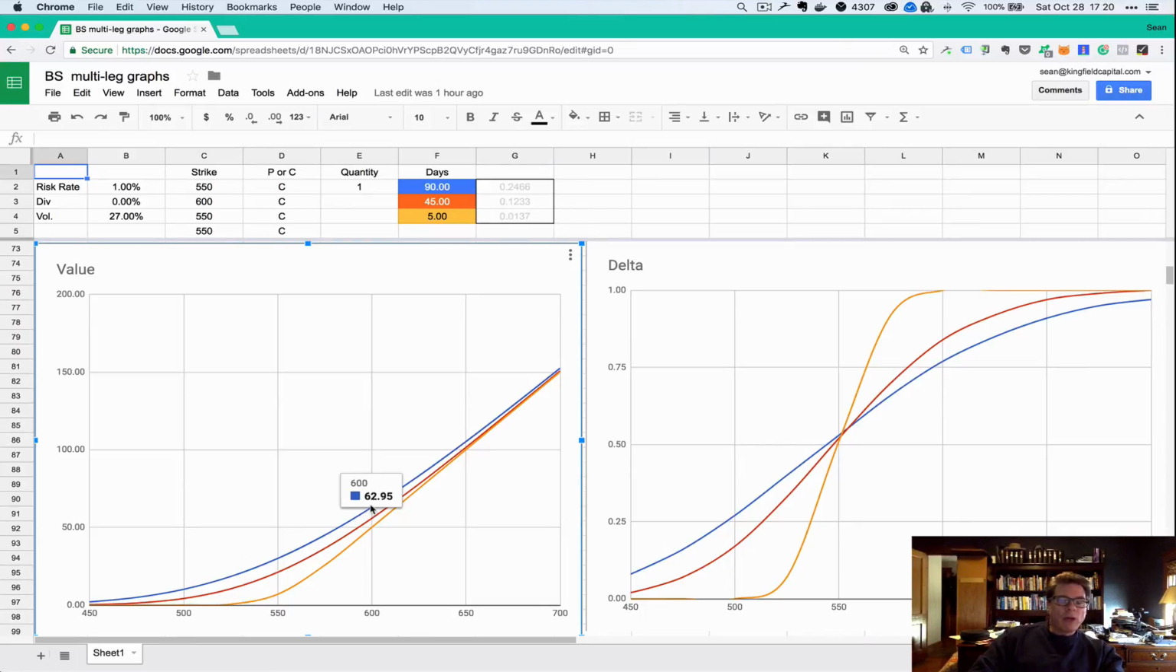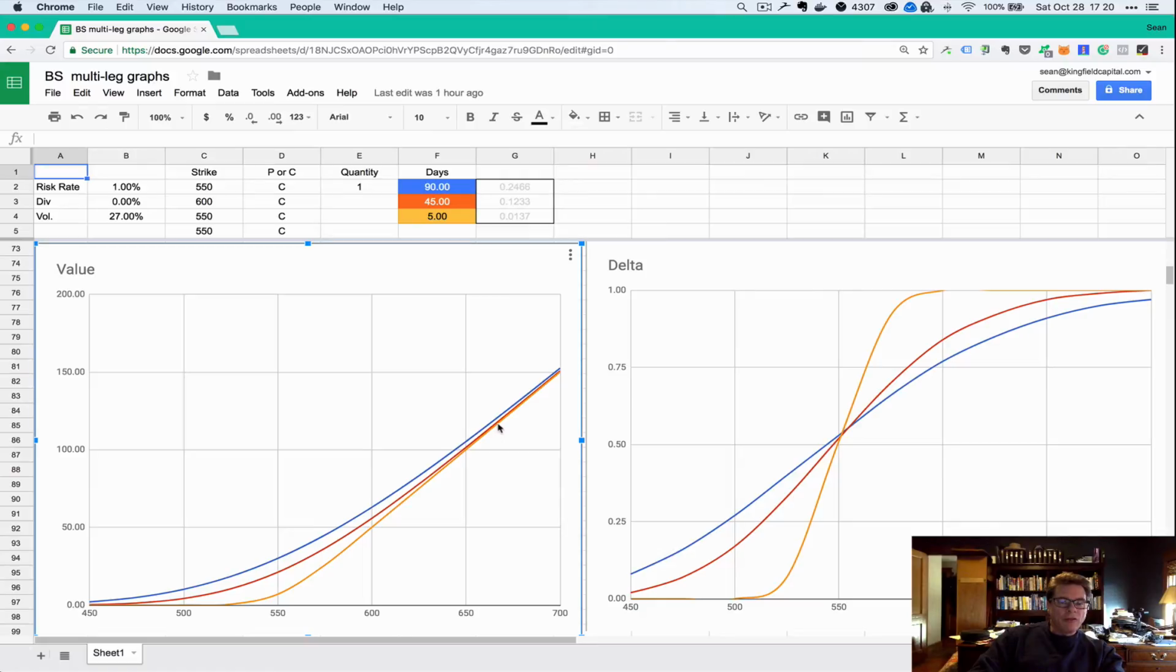We pay $62.95, and let's just go straight to 5 days before expiration. We go from $62.95, and here we sit at 75 cents. So we're up 13 cents on this thing. We're getting a pretty nice return. And notice how these lines converge.